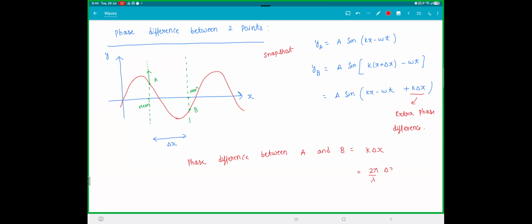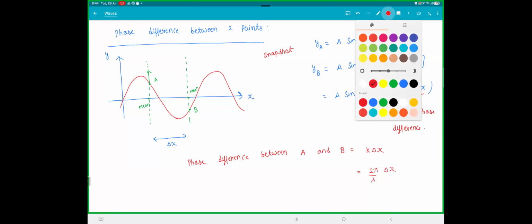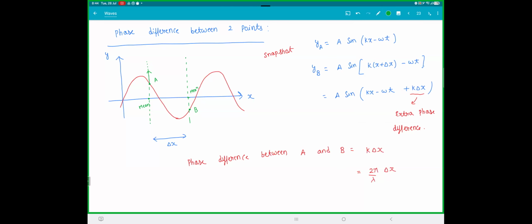A very useful thing. We want to use this in wave optics also. So this is the phase difference between A and B. And what is wavelength? Wavelength is the distance between 2 points in phase.